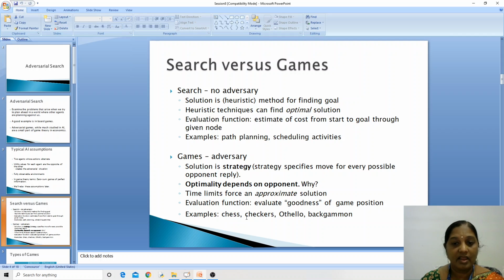And next, evaluation function. Evaluation is goodness. Is the step good for the game position? That means, is the step you are taking taking you towards winning the game, or is that step going to make you lose the game? That depends upon your intelligence. For example, what are examples of adversary games? Chess, checkers, Othello, backgammon, and AlphaGo. These are the different types of game theory techniques we have.